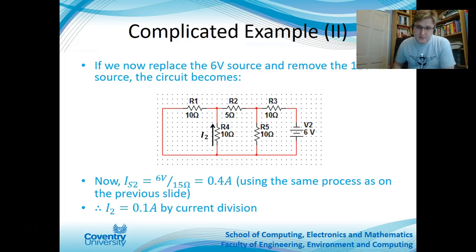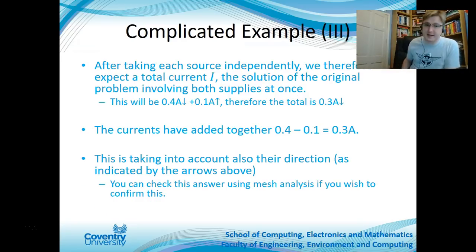Okay, so I'll let you have a go of that yourself. So then you have I2 in this situation, which is equal to 0.1 by current division. So you had I1 pointing down, you have I2 pointing up, so the two are going to cancel each other out. So when you add them together, you've got 0.4 going down, 0.1 going up, which means therefore the total current is 0.3 going down. So basically 0.4 minus 0.1 equals 0.3.